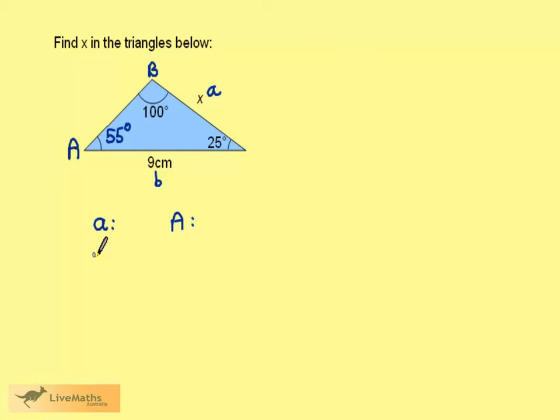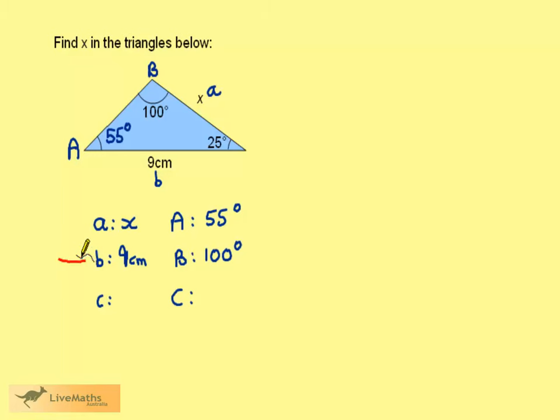A and A, B and B, and C and C. Side A is what we're trying to find. Angle A is 55 degrees. The side B is 9 centimeters. Angle B is 100 degrees. We don't need to know C or C.